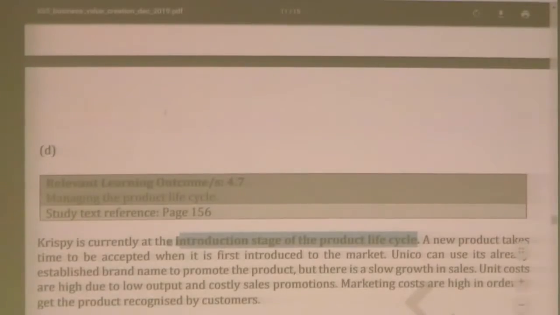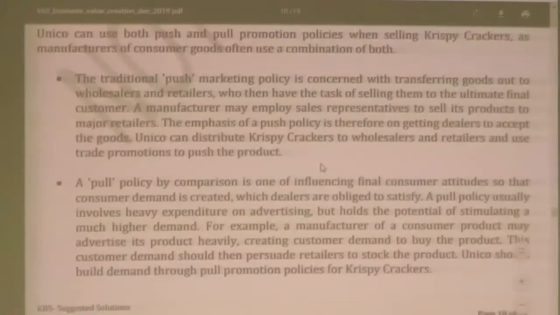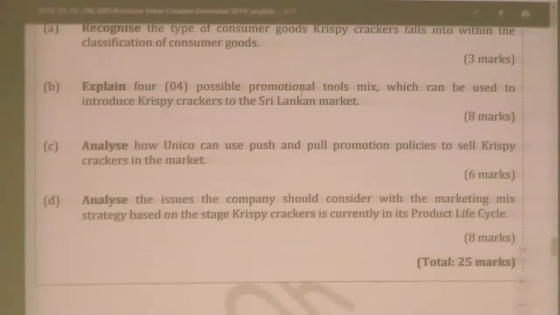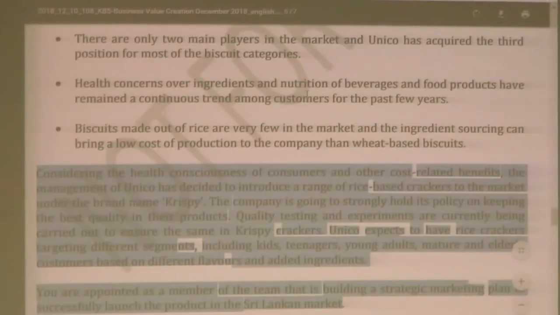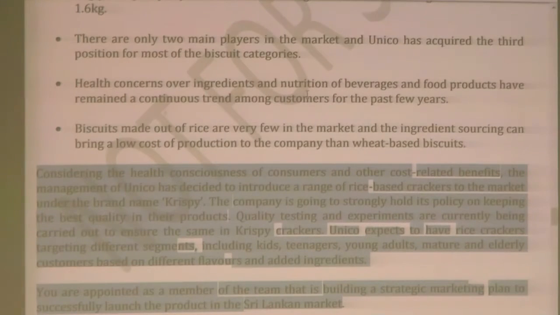That is question number 6. So we discussed the section A question and we discussed the section B question. So I think with that we could wind up the session.